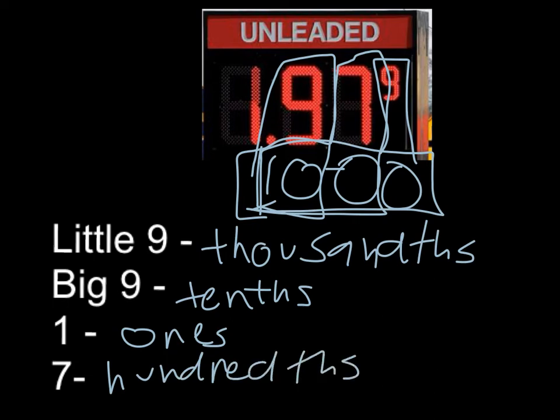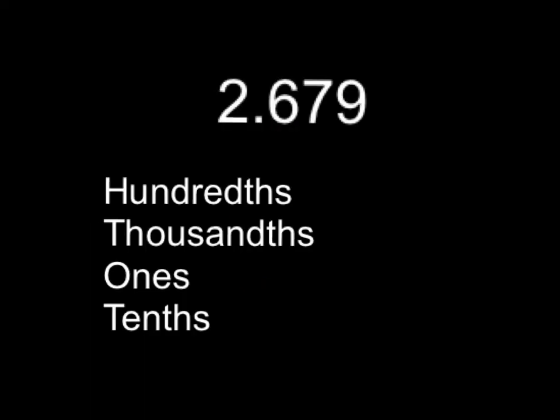Now, the way I would read this is I would say 1 and 979 thousandths. I wouldn't say 1 and 9 tenths, 7 hundredths, 9 thousandths. I would say 1 and 979 thousandths. So I've identified all the place values.